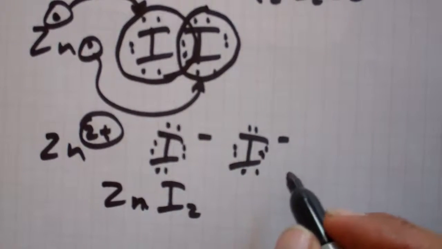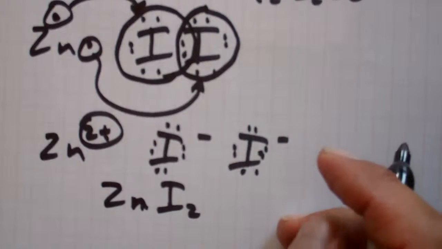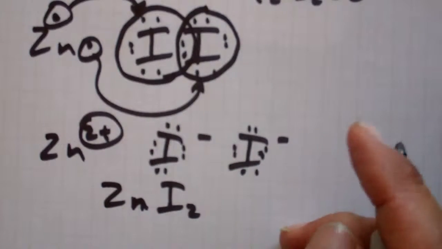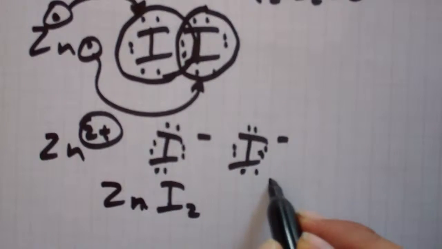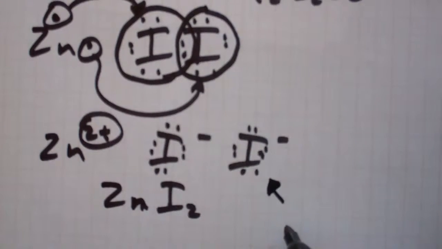It's very nice. If you were to do the electron configuration, I don't have my periodic table, you'll see that this has the same electron configuration as a noble gas. I think it's krypton. Anyway, look it up, you'll find it.